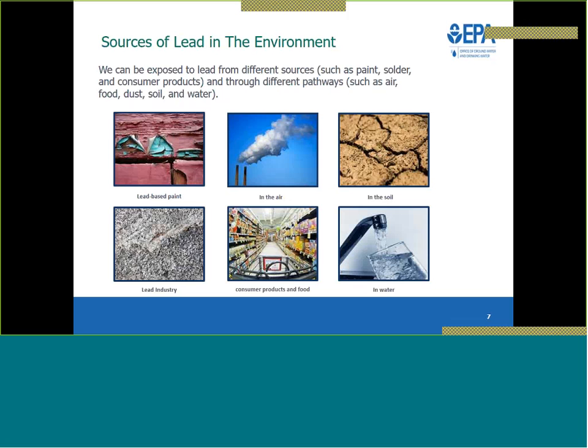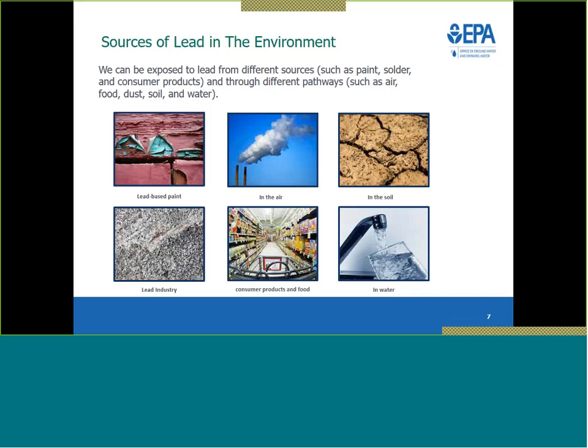So, sources of lead. There are multiple sources of lead. Lead is distributed in the environment through natural and man-made means. Today, the greatest contribution of lead in the environment stems from past activities, and we are exposed to lead from different sources, like you're seeing on this slide. So paint, solder, consumer products, and then through different pathways such as air, food, dust, soil, and of course, water.